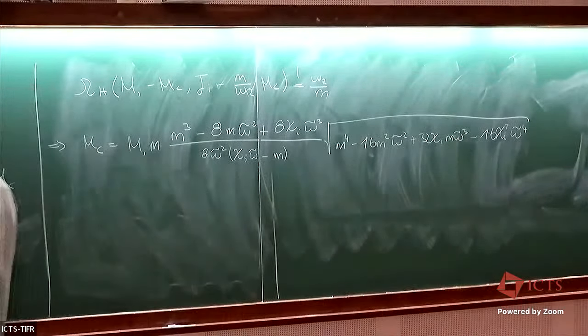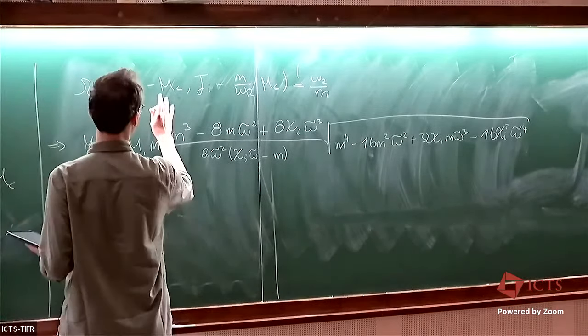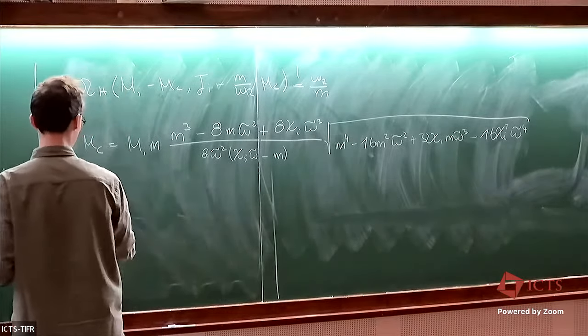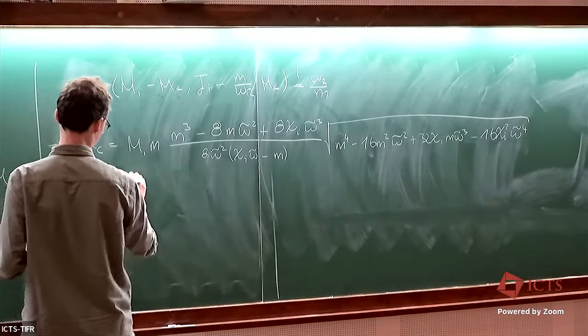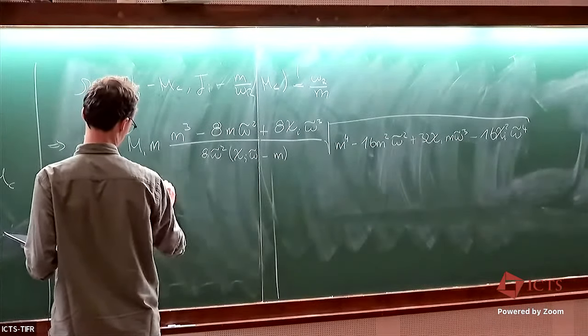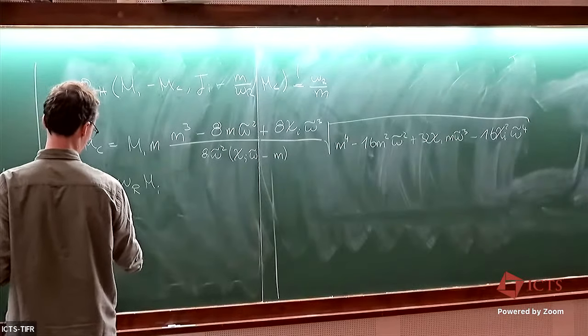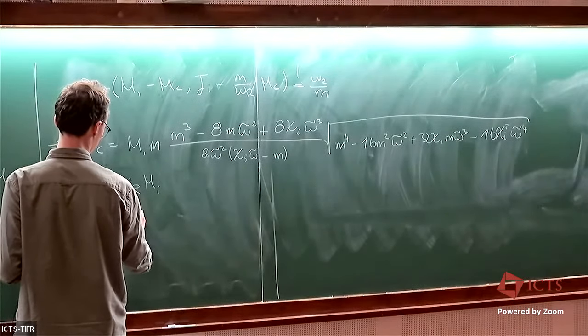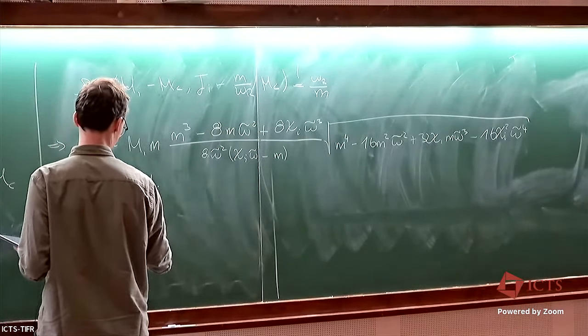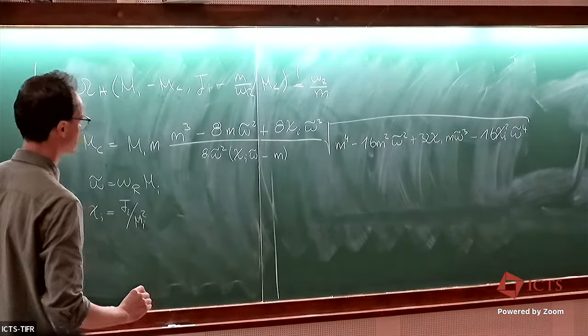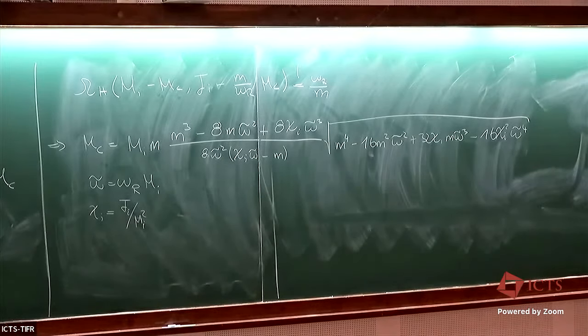Okay. So basically all I did was solve this for the cloud mass mc, and then defining this, as well as chi i is the initial dimensionless angular momentum. Okay.